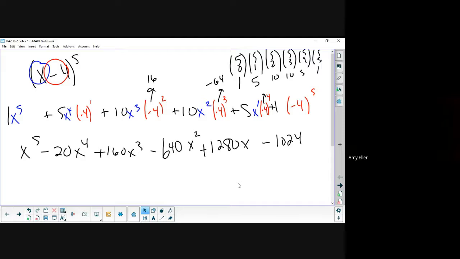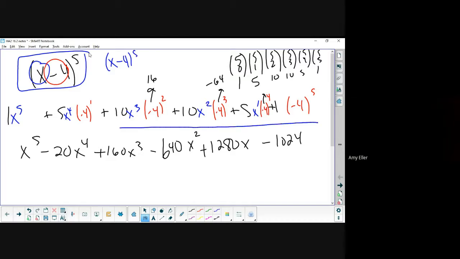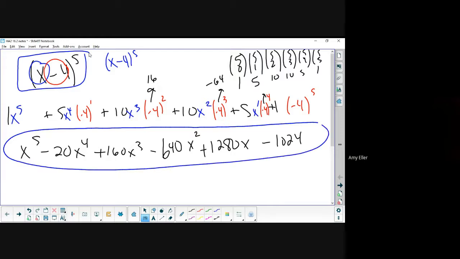Okay, so here's our homework problem from yesterday from 16.1. 16.2 is going to have questions that say something like this. I will give you the original problem, maybe just like this one was, x minus 4 to the fifth. And instead of saying expand it out and get this full answer, today is just going to say something like, find the coefficients of the fourth term.